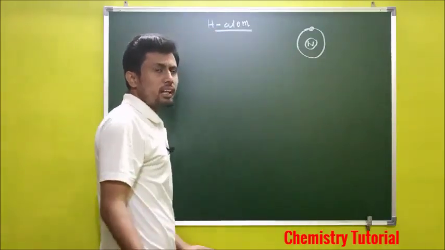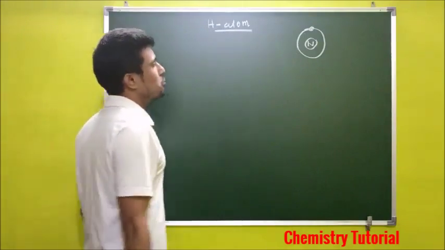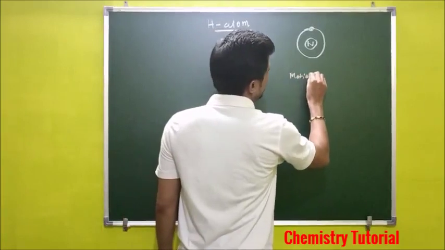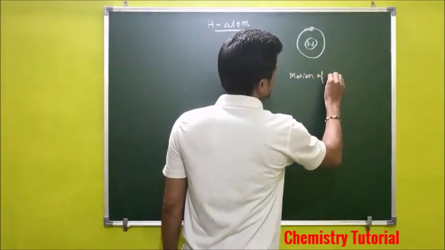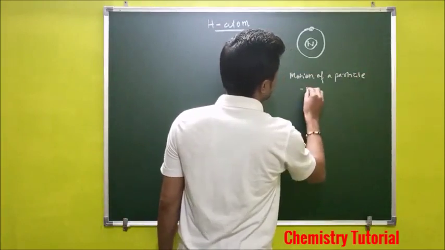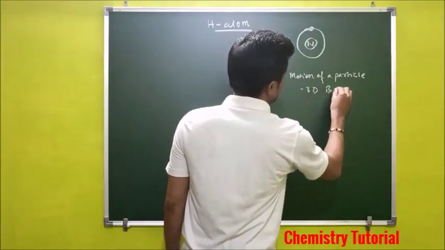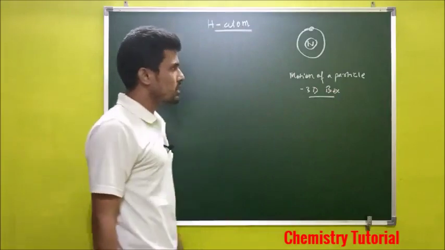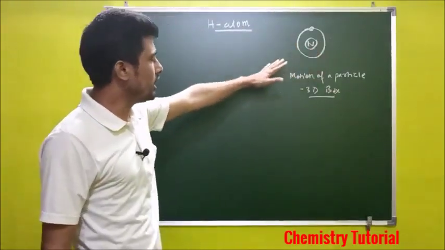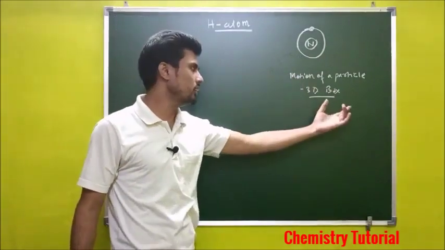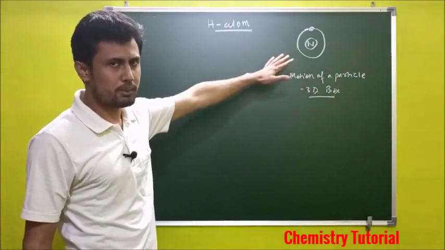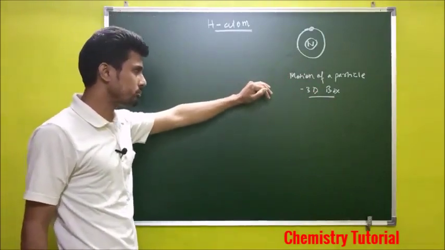That we have discussed in the motion of a particle in a 3D box, okay? So if you consider the motion of a hydrogen atom in space, then you can use the concept of motion of a particle in a 3D box, okay? Then you can easily find the energy and the respective wave function for the hydrogen atom.